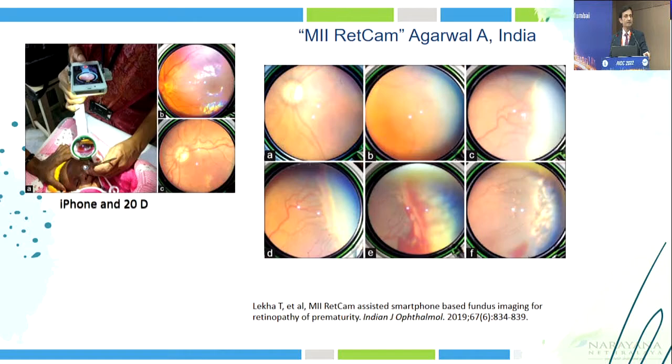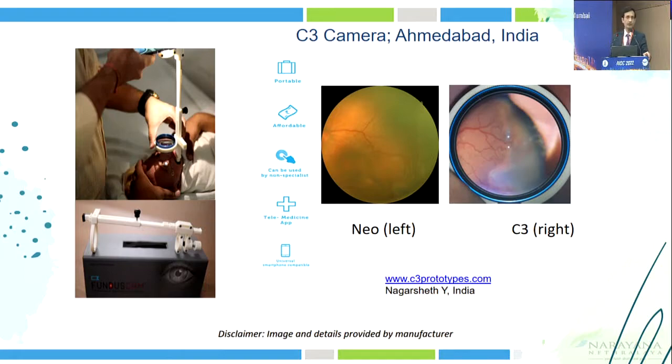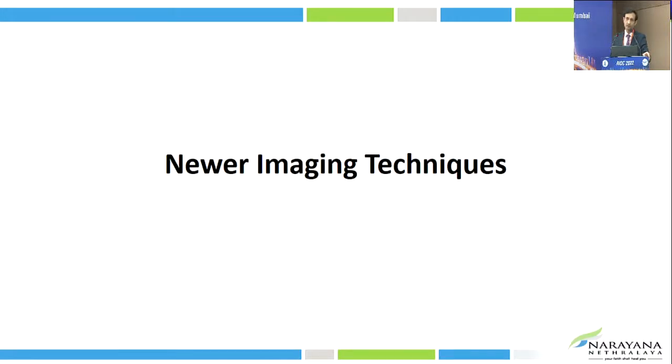The other innovations coming from our country are these. One is called the MII RedCam. It's actually cell phone based. It's not wide field. It is user dependent. It's not linked to telemedicine platforms, but it's useful for photo documentation. An almost similar device is the C3 from Ahmedabad. Again, this has a slightly more adaptable hand piece where you can alter the distance between the phone and the lens. Again, it is dependent on the 20 diopter lens, and so there are these disadvantages.